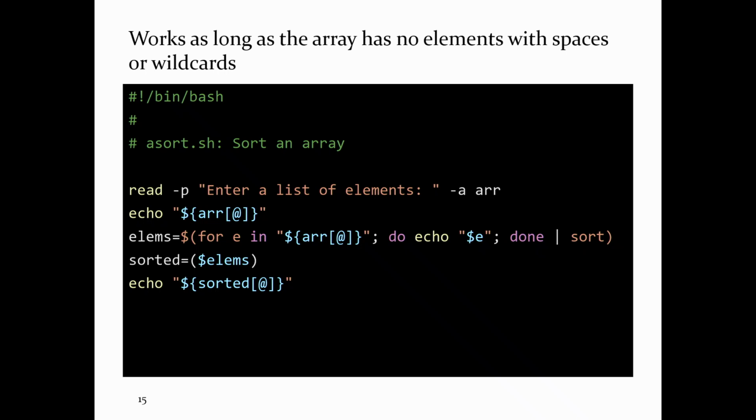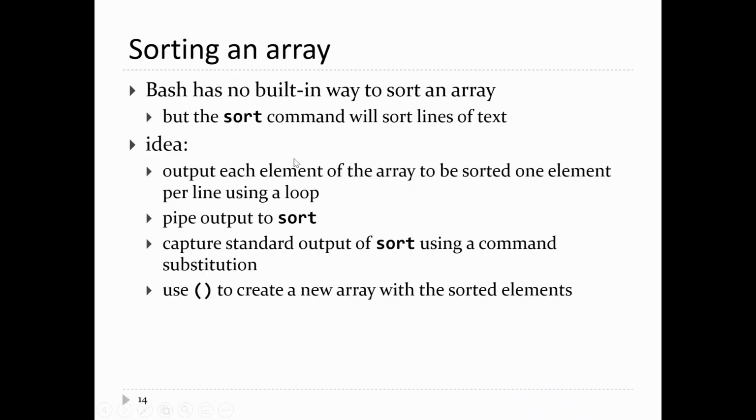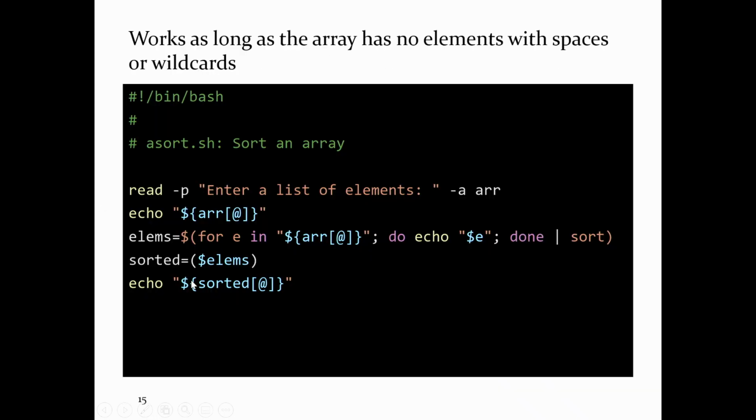Then if I put everything in round brackets and slap a dollar sign in front, that's command substitution. In other words, I can grab the results of all of this pipeline, which is just a string, and I can store it in a variable. So elems is now the variable that holds the output of that pipeline. What am I going to do with that string? Well, I'm just going to shove the string into an array.